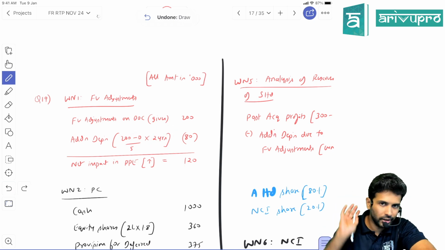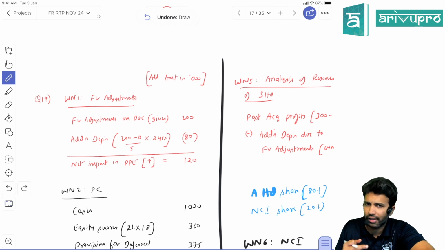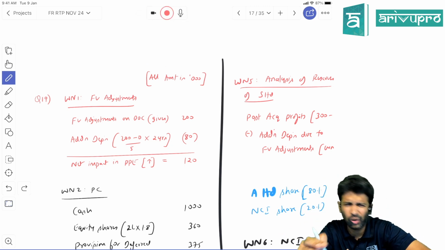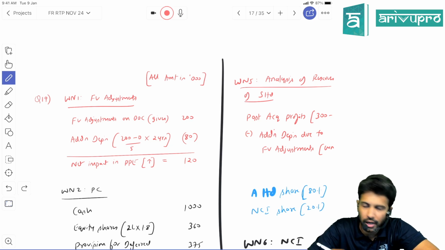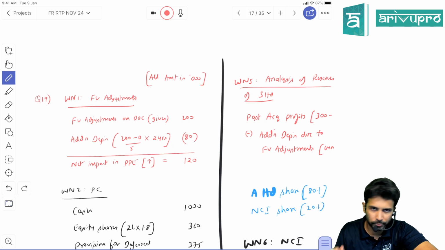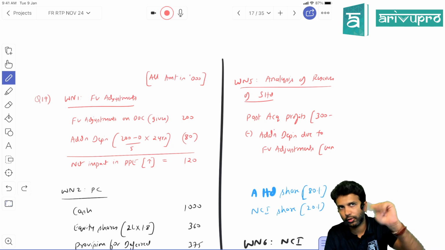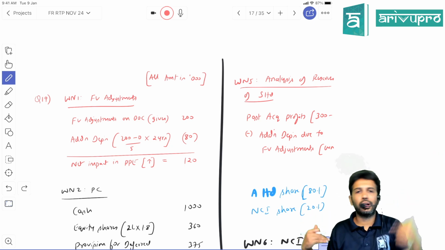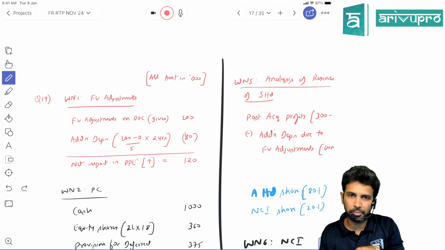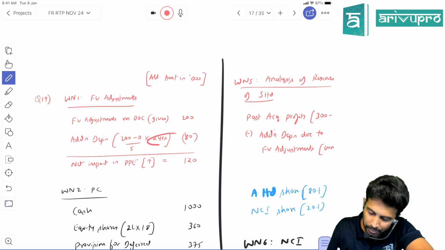This is one adjustment. You may forget. We have done such a question in our regular class, not a new thing, but just calling it out, if someone has not attended our regular class and is watching it for the first time. All these fair value adjustments you have to do on the date of control. Now, from the date of control, you need to count till the consolidated financial statement date. That period is 2 years, hence multiply by 2 years.